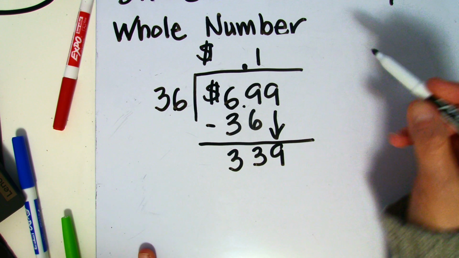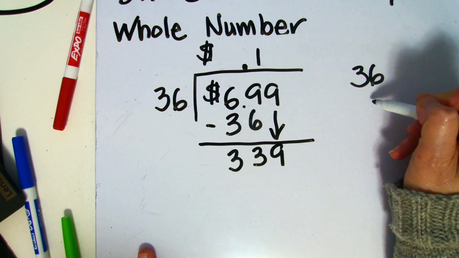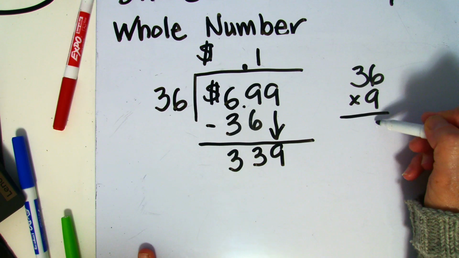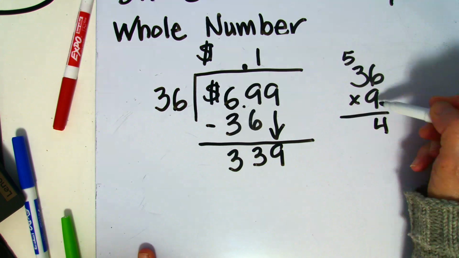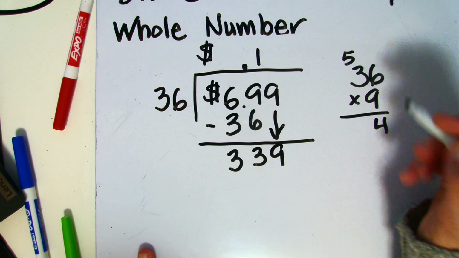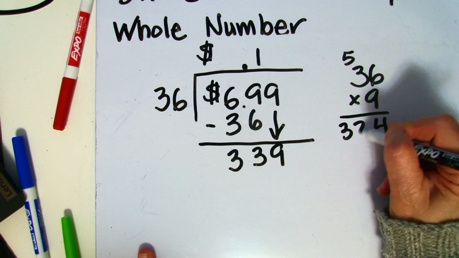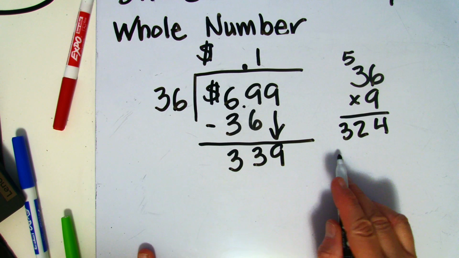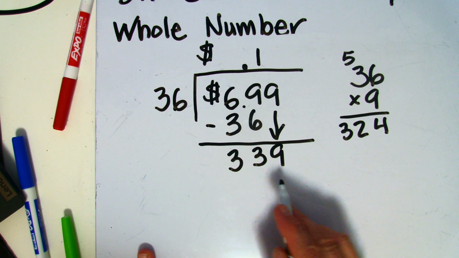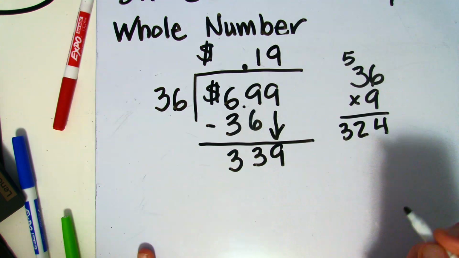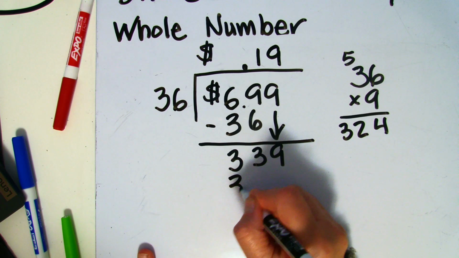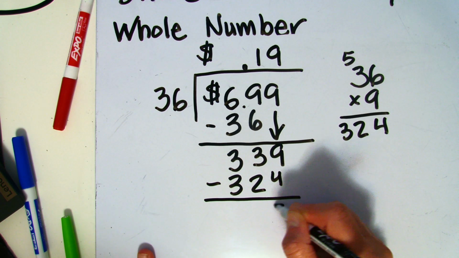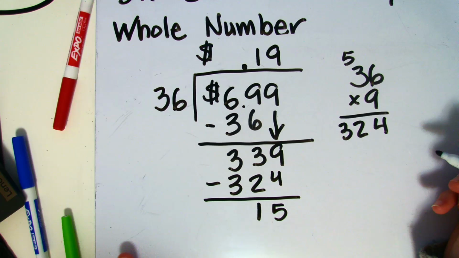I'm going to do a little math on the side. 36 times 9. That's going to be 54. Carry the 5. That's going to be 27 plus 5 is 32. So 324 is slightly less than 339. So I'm going to put a 9 here and subtract 324. Now I will get a difference of 15.